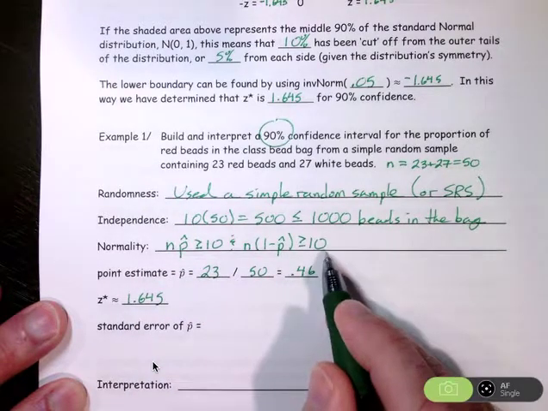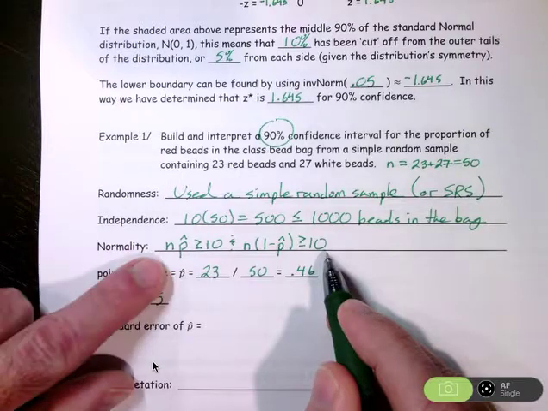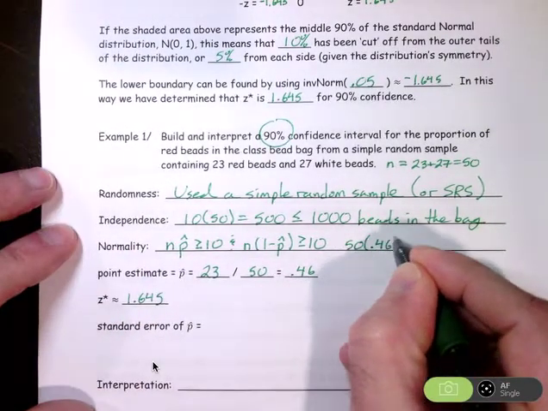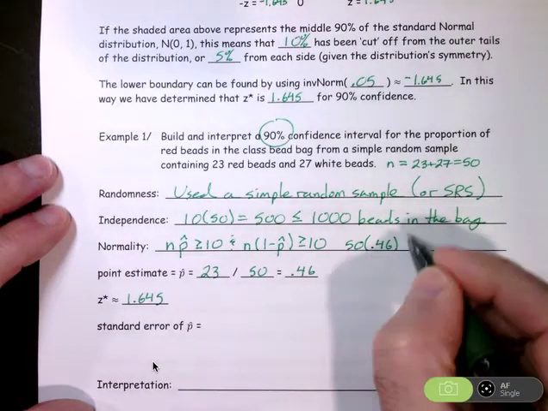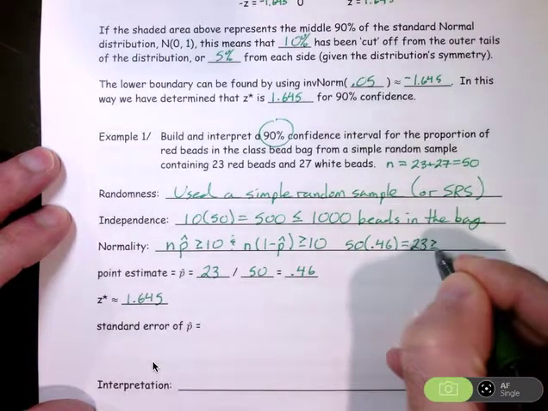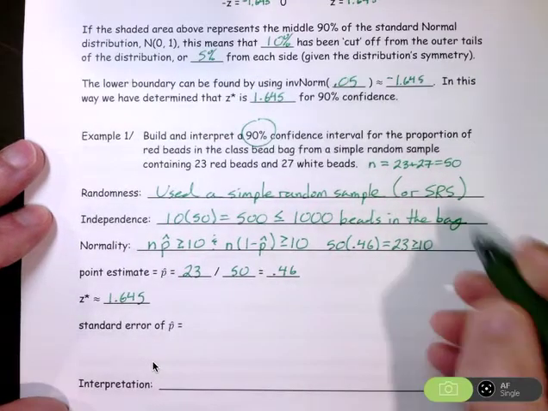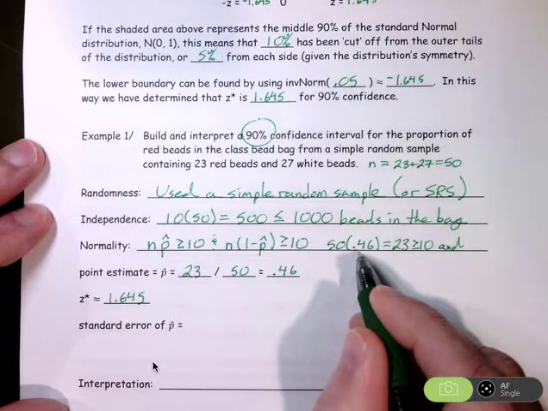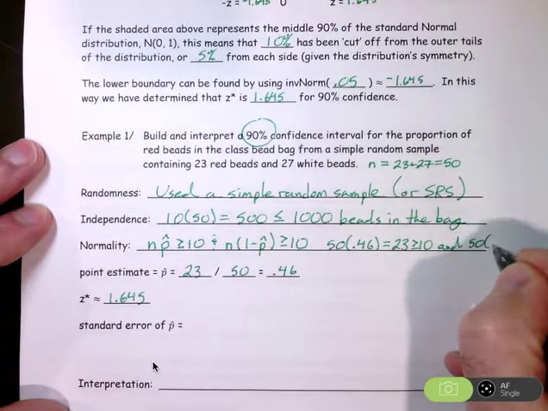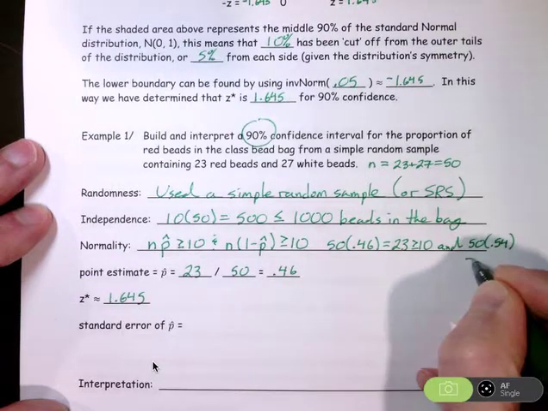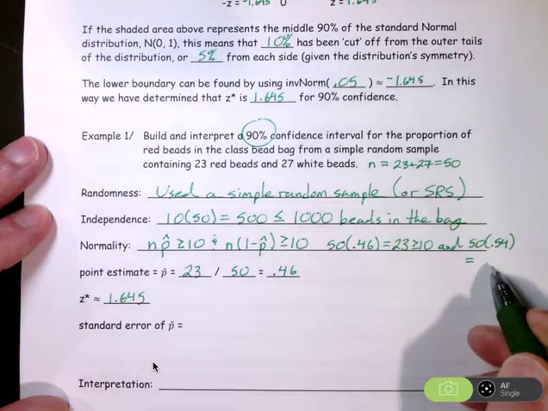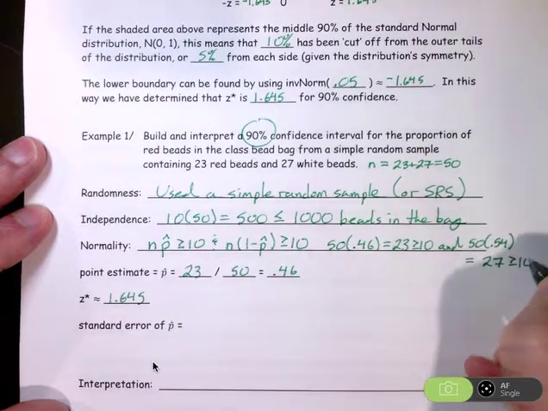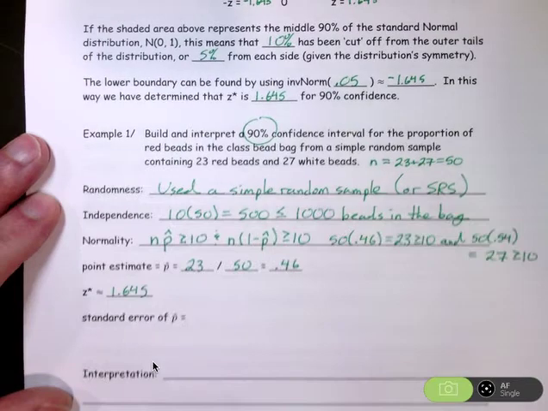So let's not forget to go back and check this condition. My sample size is 50. So 50 times 0.46 is 23. That's greater than or equal to 10. And the number of failures, in this case, would be 50 times 0.54. That's the failure count in this context, the number of white beads. That's 27, and that's also greater than or equal to 10. So our conditions are easily met.